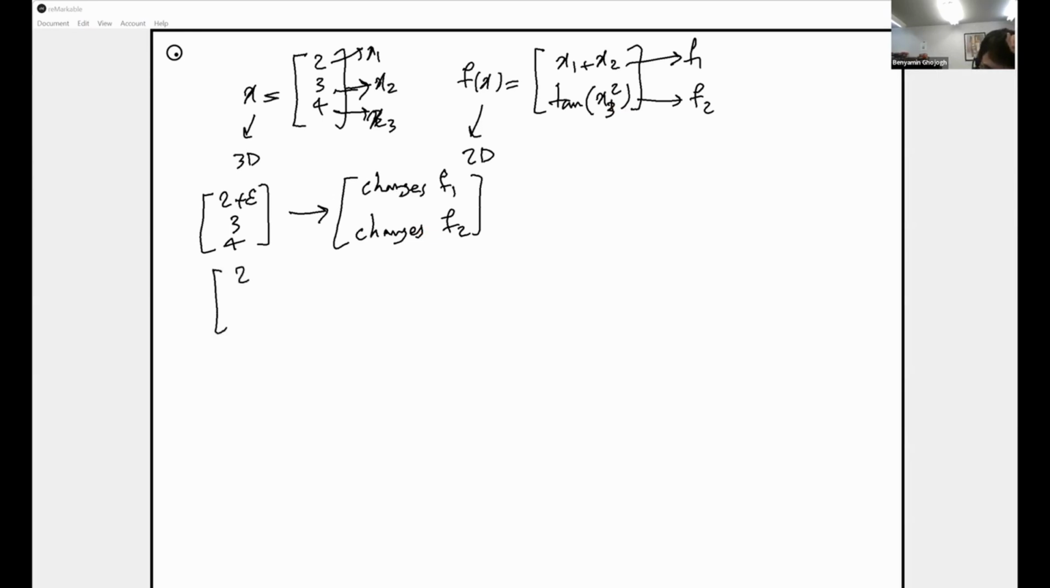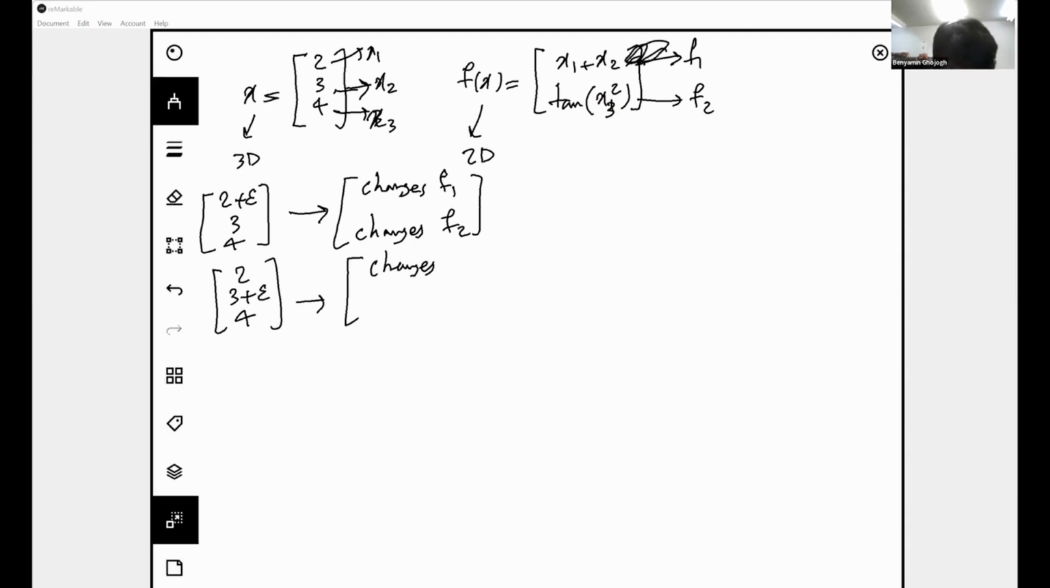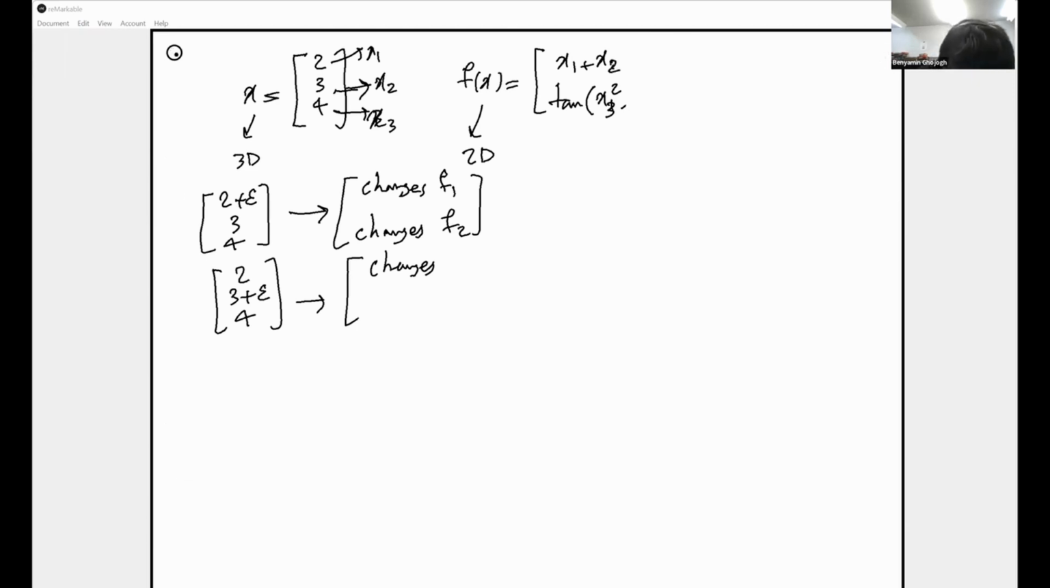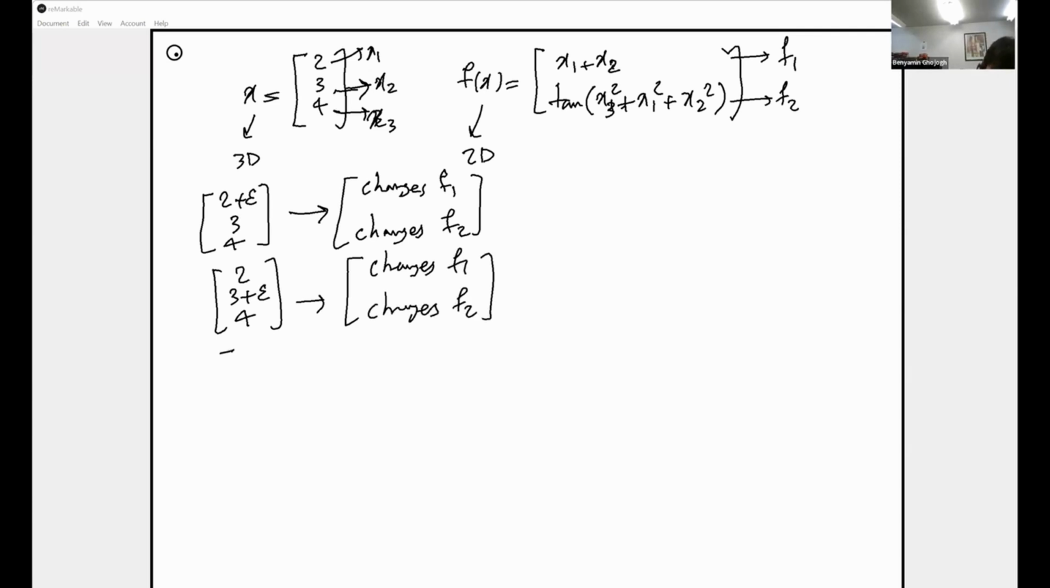Also, now I go to the second element of x. I change it. I want you to understand what I mean, so let's make it more general. Assume it has all of these cases. So this is f1, this is f2. Now, this changes f1. This also changes f2. Go to the third element. Changes f1, changes f2.